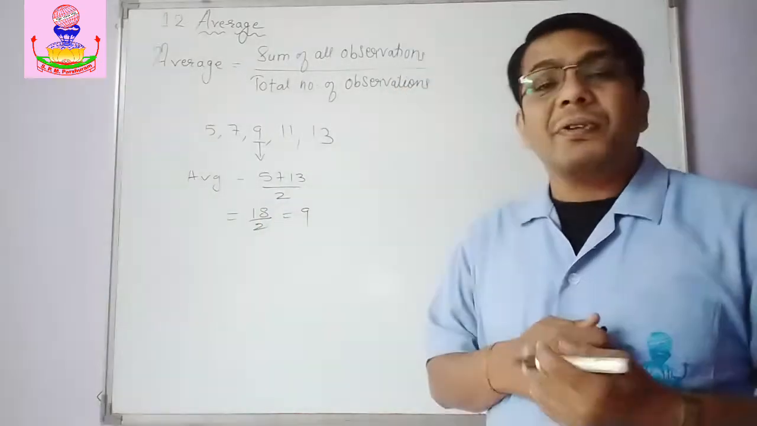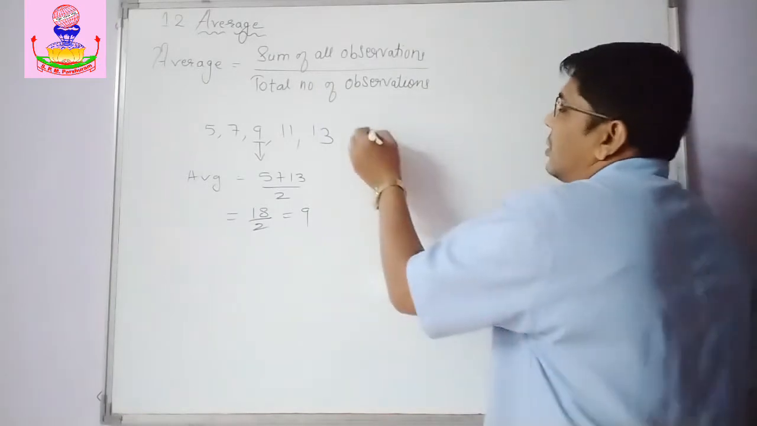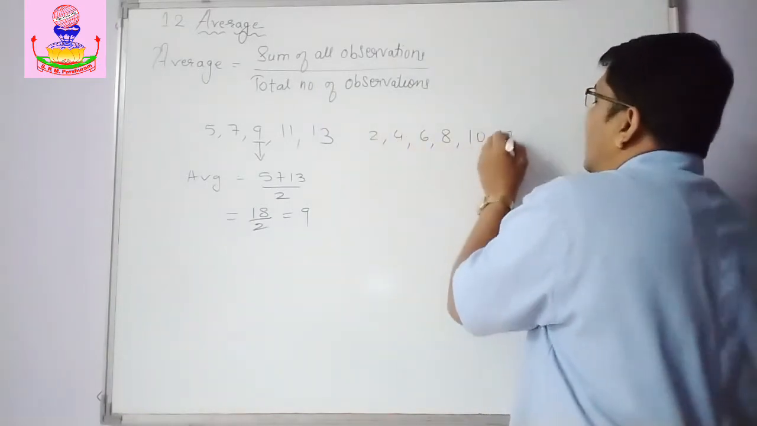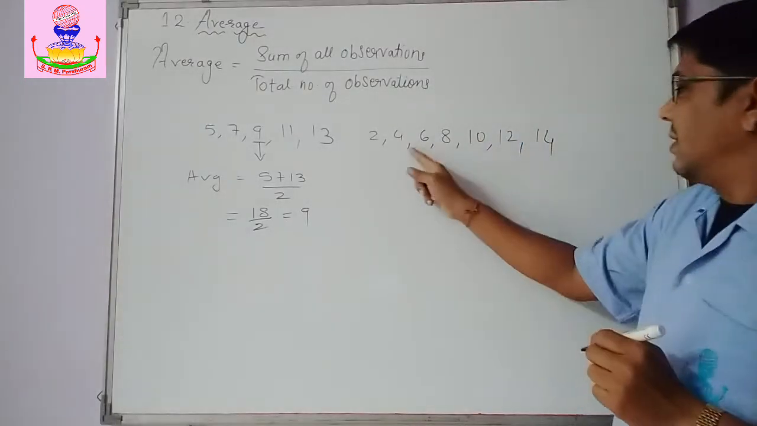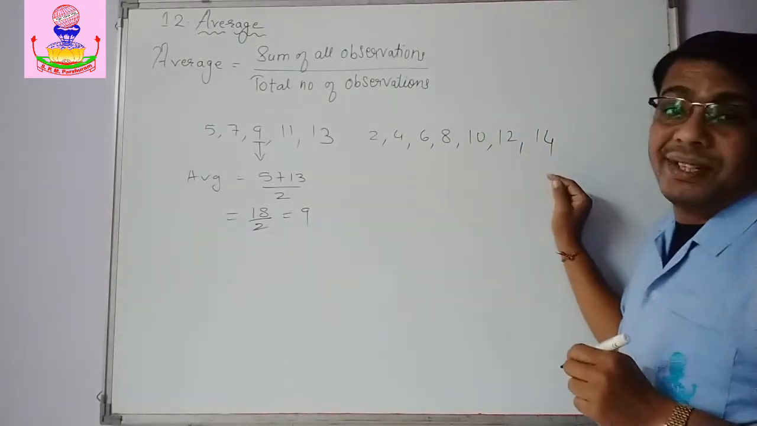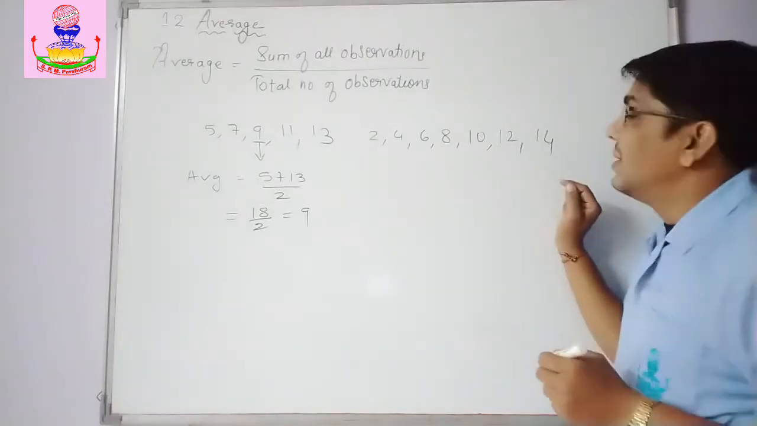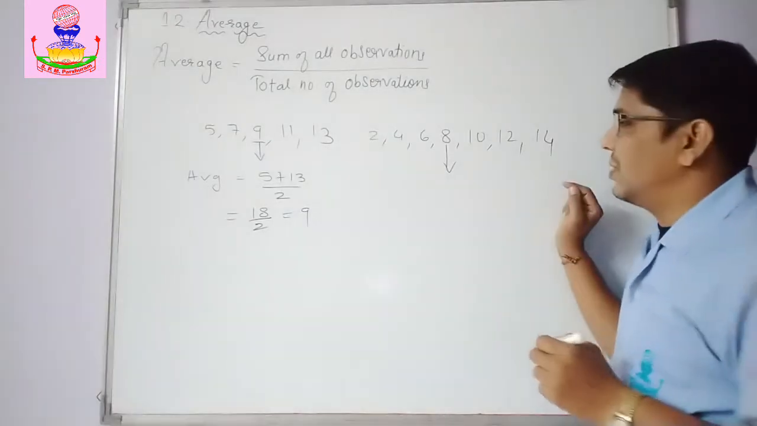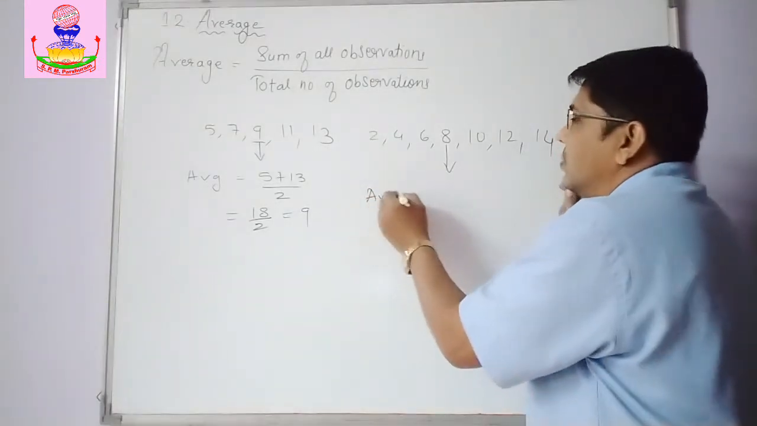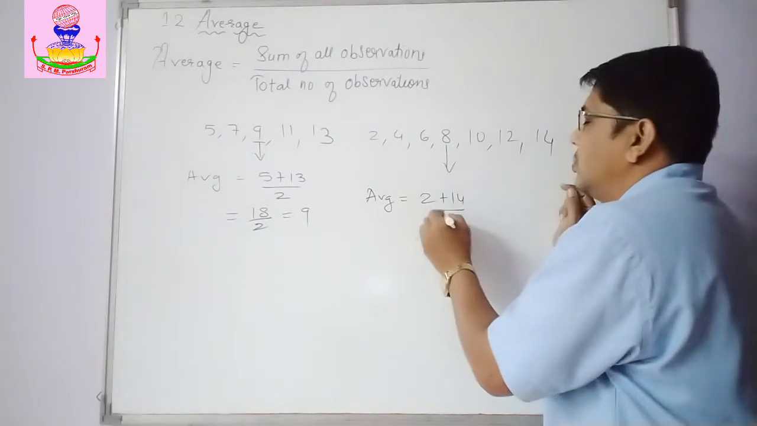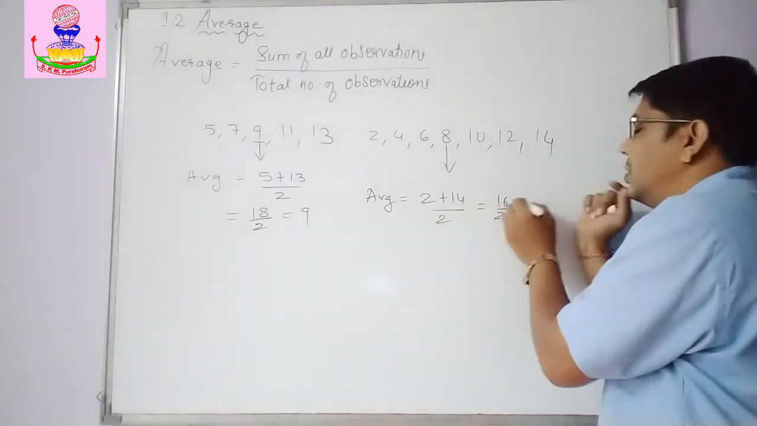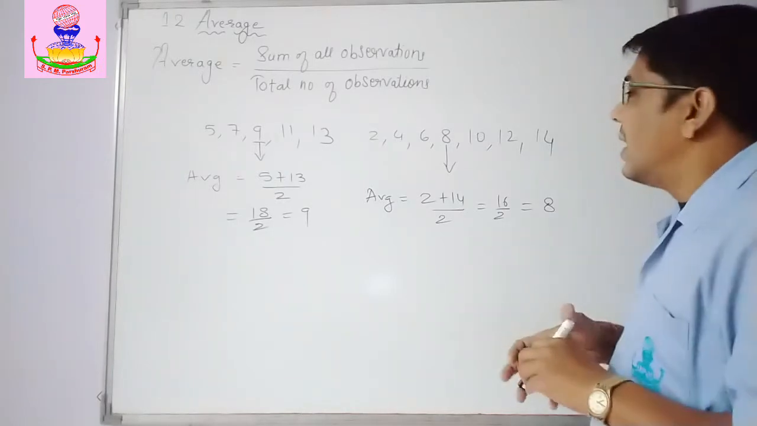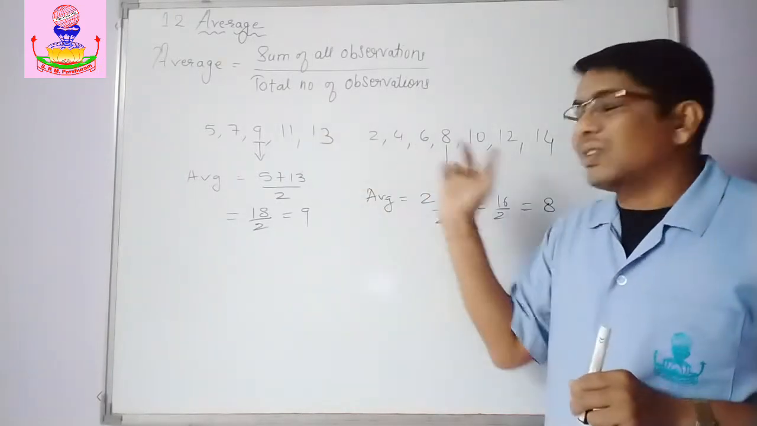Now think of even numbers. That is 2, 4, 6, 8, 10, 12, 14. 3 plus 1, so 6 plus 1, 7 numbers. Right? So the middle number is the average. That is 8 is the average. So average is equal to 2 plus 14 upon 2. That is 16 upon 2. That is 8.